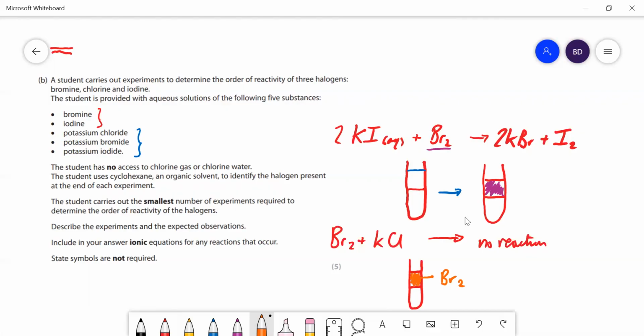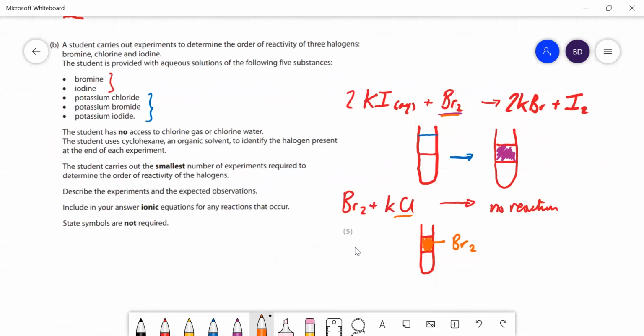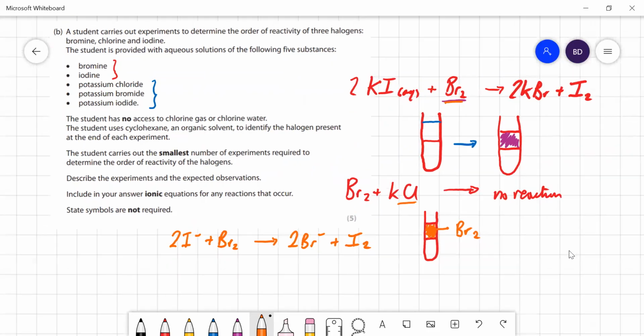Okay, and then we've determined the order there really, because the first one determined that bromine is more reactive than iodine, and the second determined that chlorine is more reactive than bromine. So we've done it there. Right, it says include ionic equations, and I've given full equations there. For ionic equations, for any reactions that occur, the only reaction that does occur is that top one. So we want 2I minus plus Br2. The bromine takes the electrons off the iodide ions, becomes reduced, and oxidizes the iodide to I2. Okay, so that's all you need to do for that one.